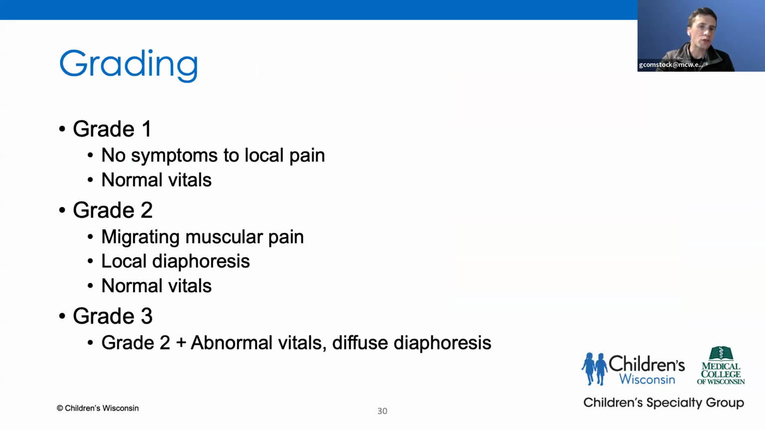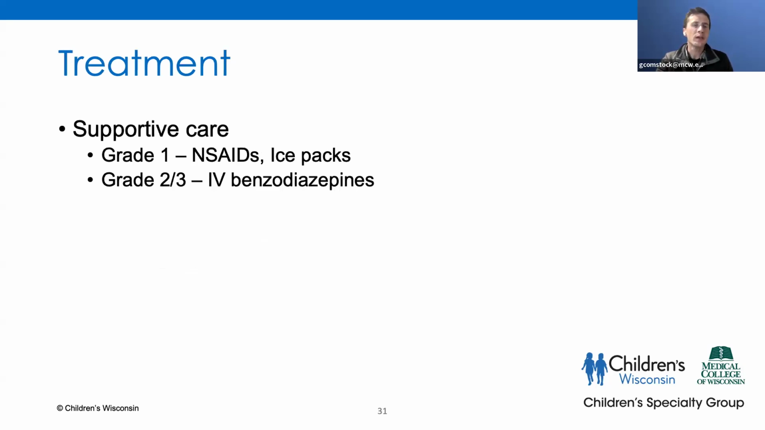We tend to grade these to try to give us a sense of how severe they are. Grade one, we're talking really not severe symptoms or just local pain, but normal vital signs. Grade two, we're then talking about some symptoms that have moved beyond the local envenomation. That's when you start to also see the local diaphoresis, but still vitally they are normal. And then grade three are those who are more systemically ill with the diffuse diaphoresis, abnormal vitals, and then also with the severe pain.